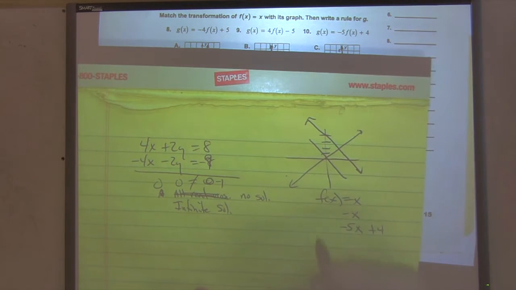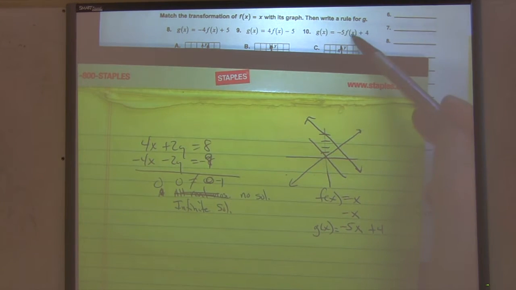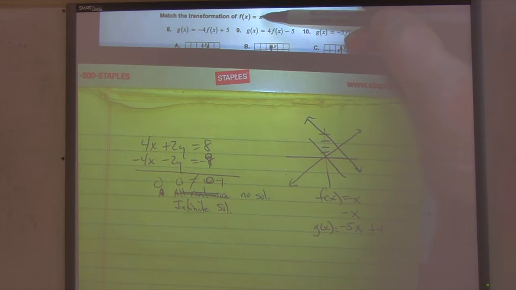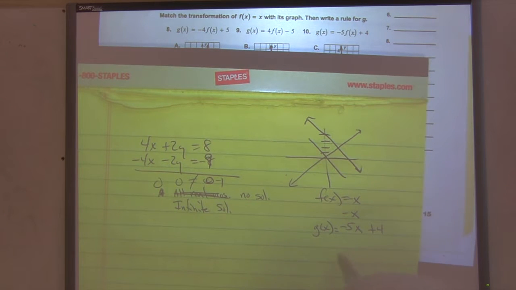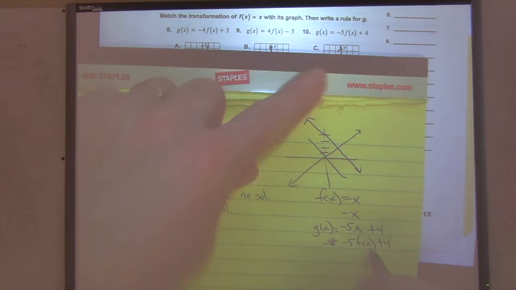And they ask us to write that as the rule of g, and so it's g of x. So these are pretty easy because they just put f of x in it. All you have to do when you have these is you can just plug in whatever f of x is in for that. So in this case, it's pretty easy because I'm just taking this negative 5 f of x plus 4, and I just plug in x for f of x.